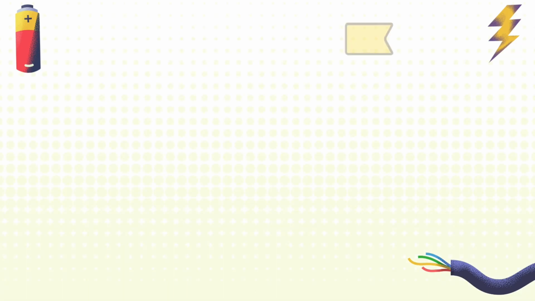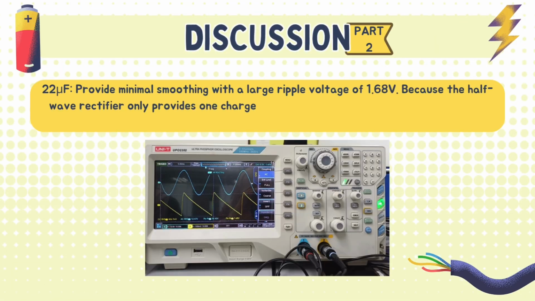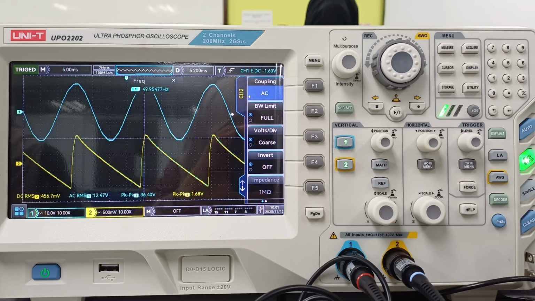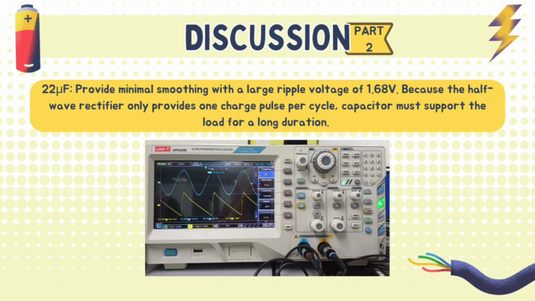For example, a capacitor of 22 microfarad provides minimal smoothing, with a large ripple voltage of 1.68 volts due to the rapid discharge. Because the half-wave rectifier only provides one charge pulse per cycle, the capacitor must support the load for a long duration. Theoretically, the capacitor runs out of steam, or discharges significantly, before the next positive half cycle arrives to refill it.